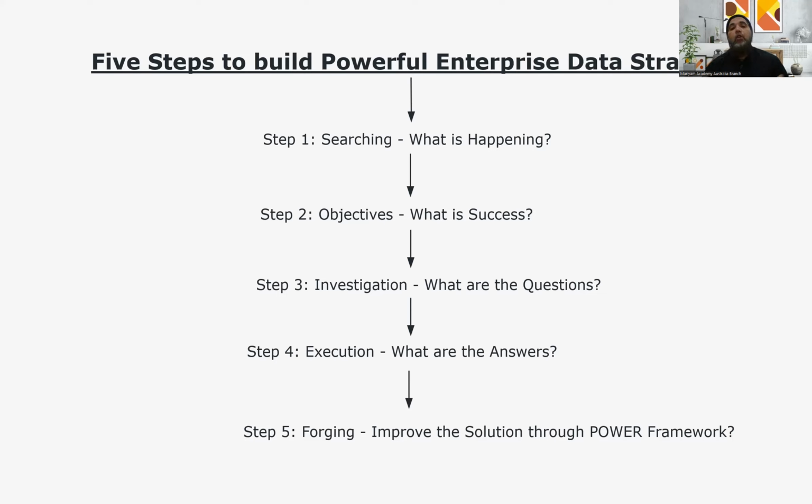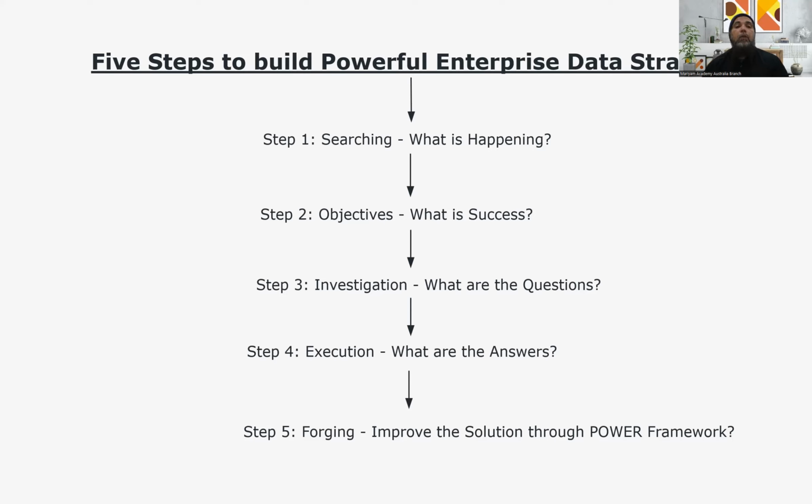They have plenty of data, very useful data, but they literally don't know how to use it, because there is no proper strategy to get the best outcome out of it. So in this quick video, I'm going to discuss the 5 steps to build a powerful enterprise data strategy. And then in the subsequent videos, I'll explain each step in detail, so it will help you to build your data strategy for your organization.